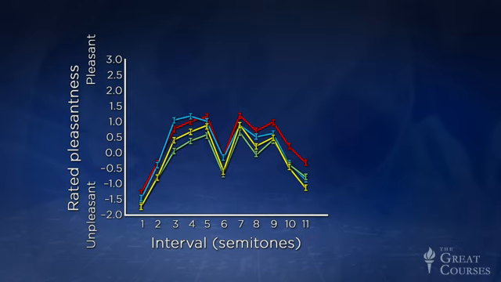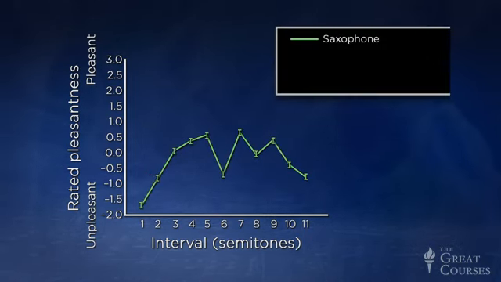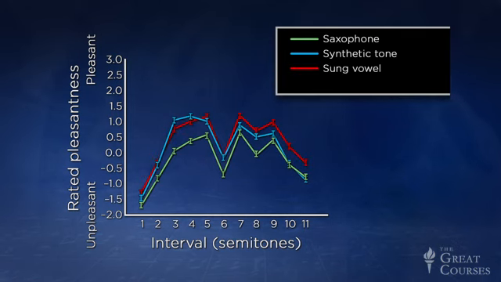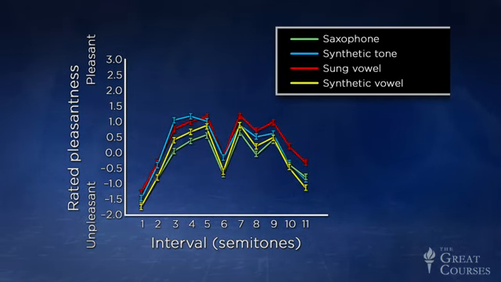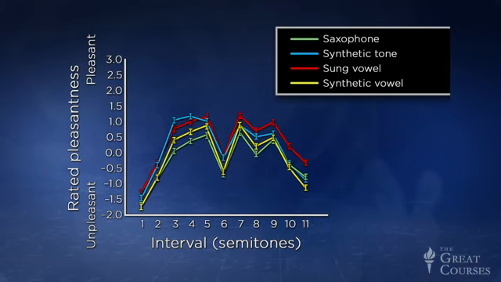There were actually 4 sets of ratings because the ratings were made with 4 different kinds of sounds: saxophone sounds, synthetic tones, sung vowels, and synthetic vowels. A similar pattern emerged in each case. A graph of the results has an interesting M shape. The very small and very large intervals, like 1, 2, or 10, or 11 semitones, get low ratings, meaning they are perceived as more dissonant. The middle intervals, except for the interval of 6 semitones, get much higher ratings, meaning they're heard as more consonant.